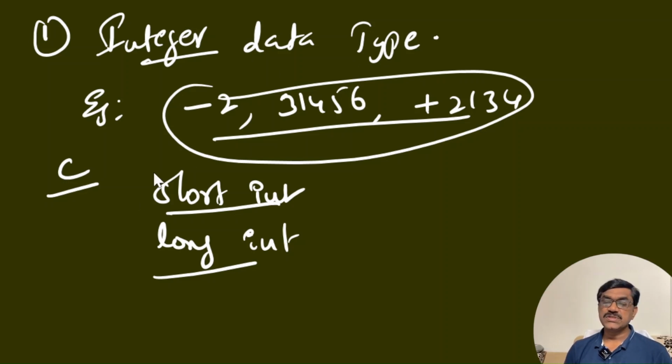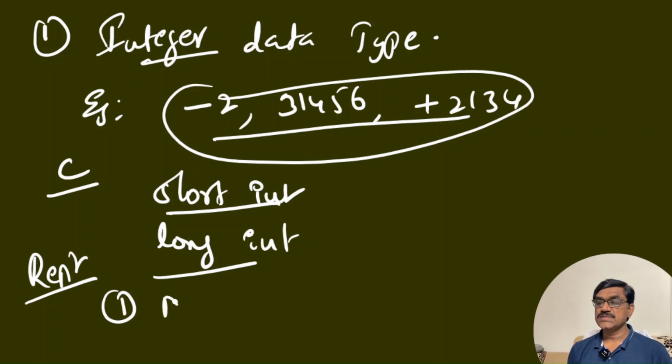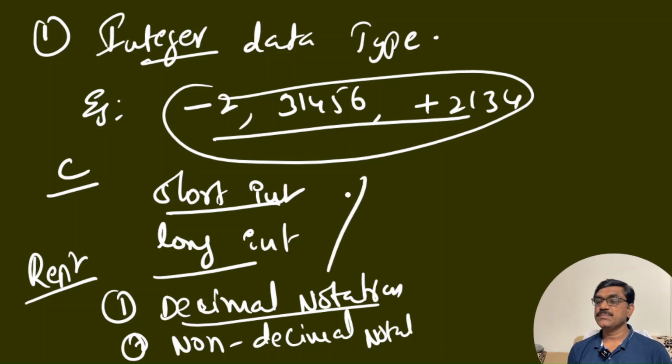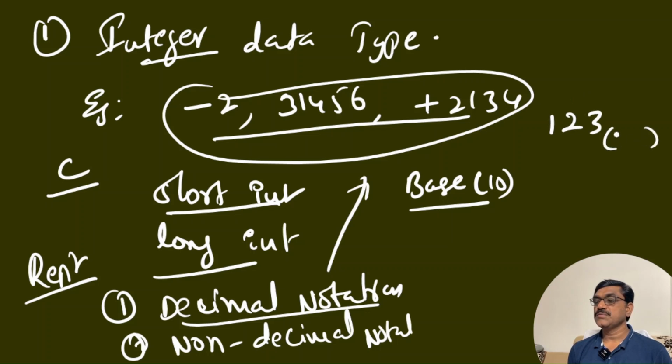Now, how to represent the integer data type? For representation, we can use different types of notations. First one is the decimal notation, and second one is the non-decimal notation. Decimal notation means we use base 10. For example, if I write an integer 123, by default it is a decimal number whose base is 10.